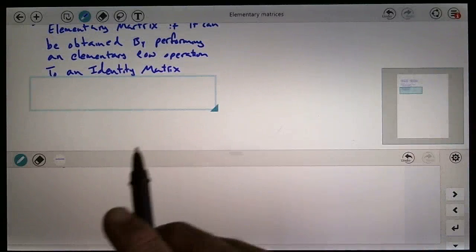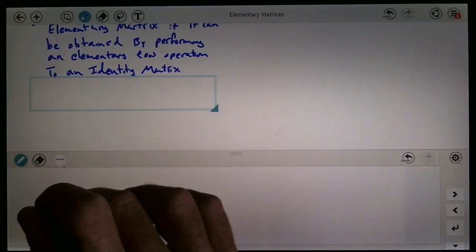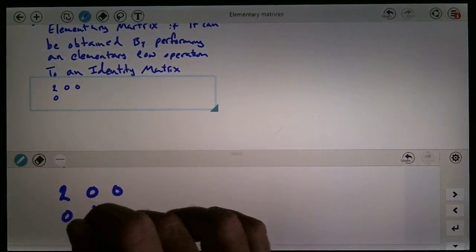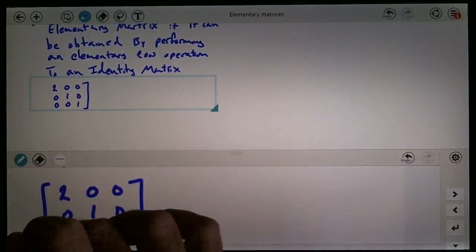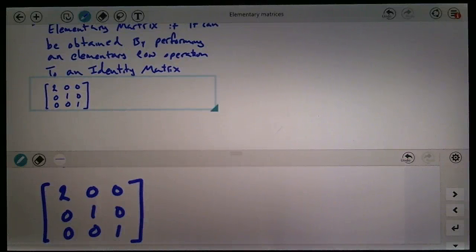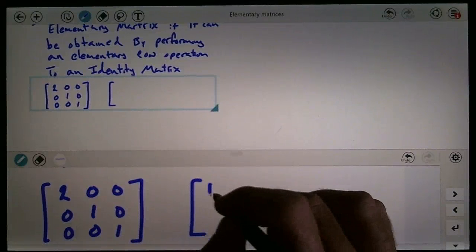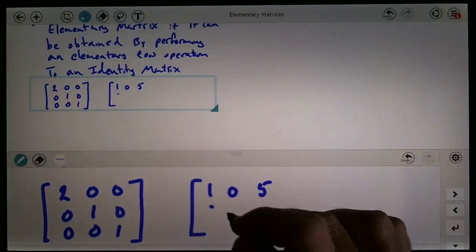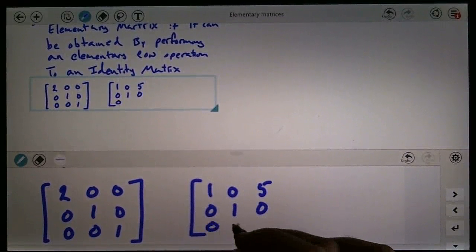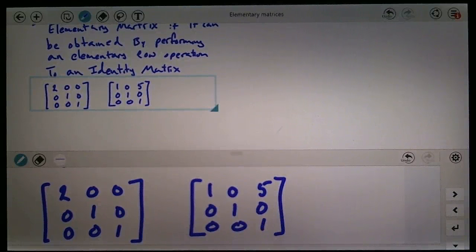So let's give you some examples. If I look at the matrix 2, 0, 0, 0, 1, 0, 0, 0, 1, that matrix I can think of as coming from a 3 by 3 identity matrix where I multiplied the first row by 2. That is an elementary matrix. Let's do another 3 by 3 example: 1, 0, 5, 0, 1, 0, 0, 0, 1. If you think about the 3 by 3 identity matrix and then take 5 times row 3 and add it to row 1, you get this matrix. I perform one row operation on an identity matrix, and I get an elementary matrix.